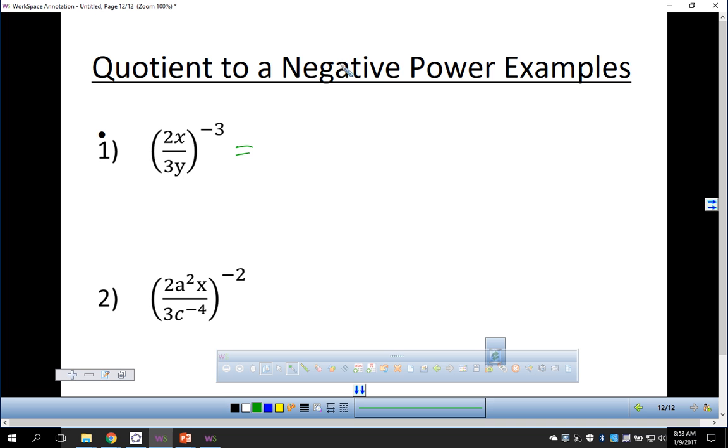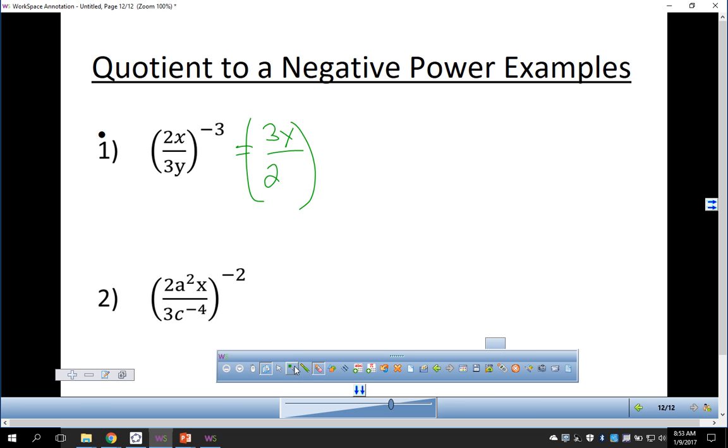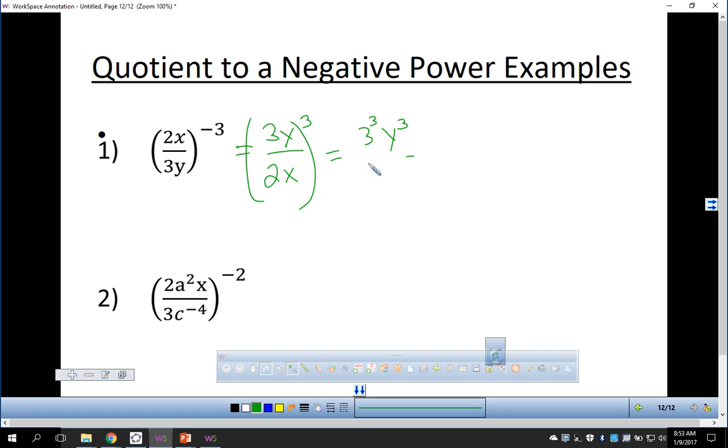Quotient to a negative power. First, go ahead, Anna. 3y over 2x, to the 3rd power. Very good. Which I could expand, right, as 3 to the 3rd, y to the 3rd, 2 to the 3rd, x to the 3rd, which would be 27y cubed over 8x cubed.